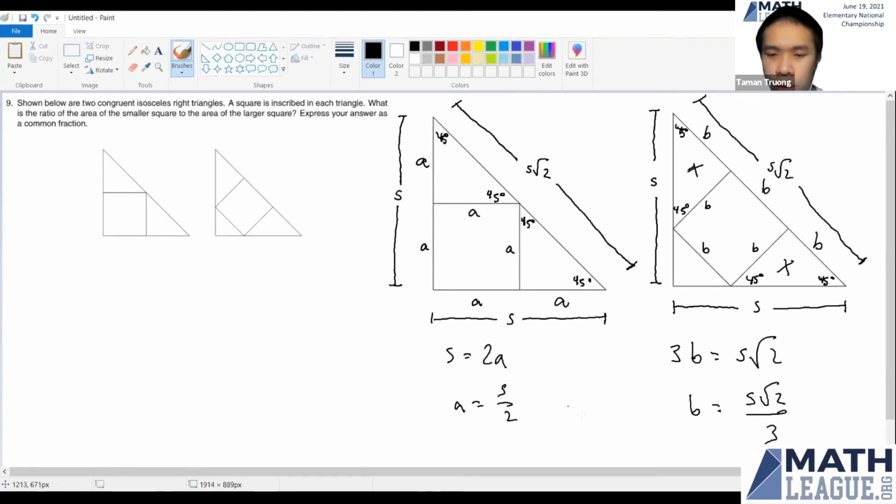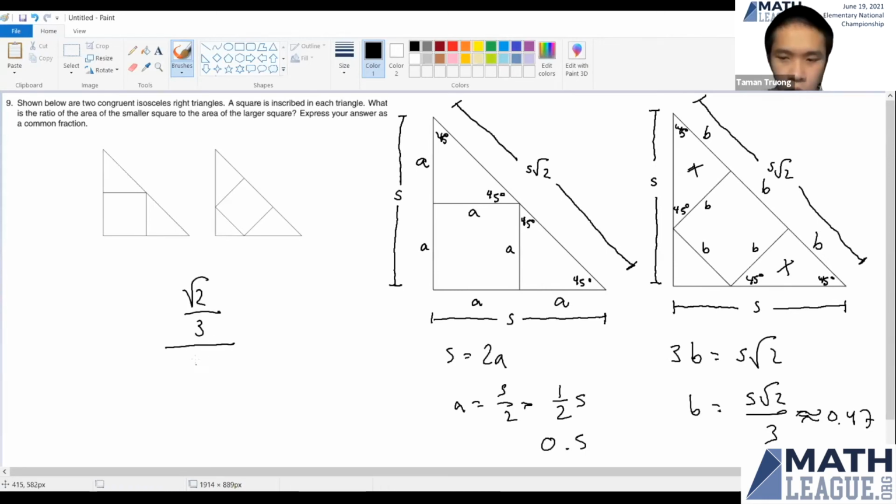And so we need to see which one is smaller and which one's bigger. If we test these values in a calculator, 1/2 is 0.5, and root 2 over 3 is around 0.47 or so. And so the second square will be the smallest. And so the ratio of the side lengths of those two squares, the smaller to the larger, is root 2 over 3 over 1/2. That's 2 root 2 over 3. So that's the side length B over A.